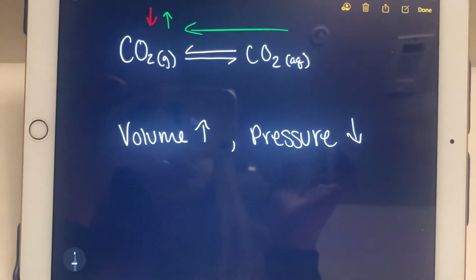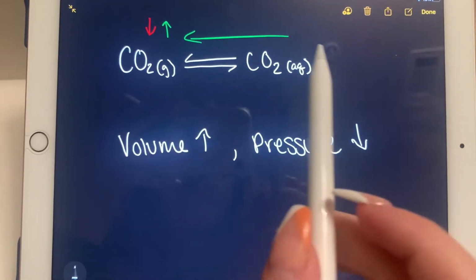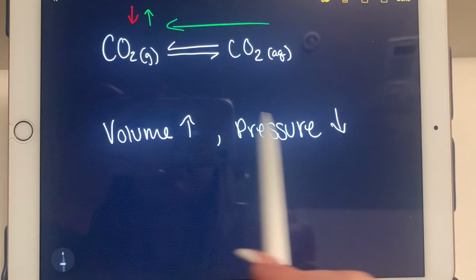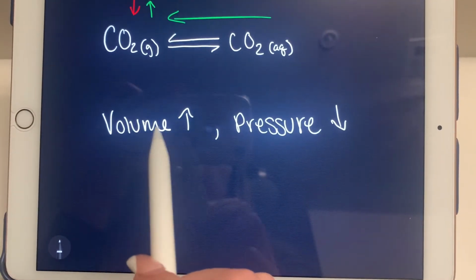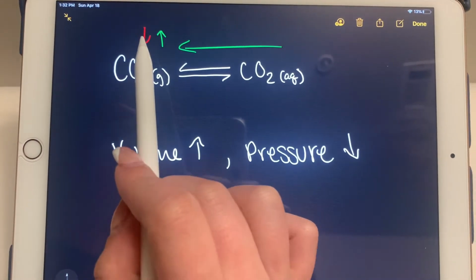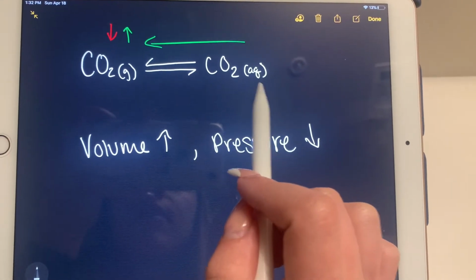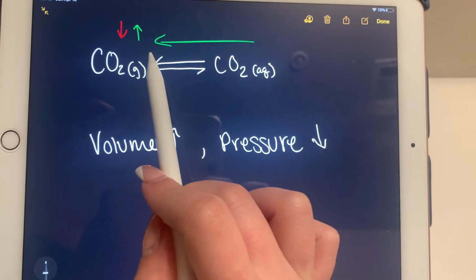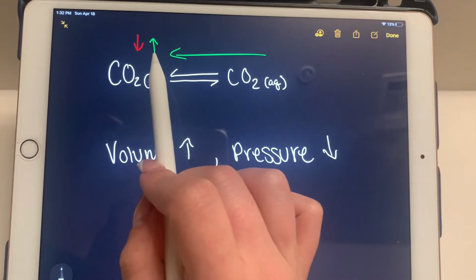This is a visual representation of the chemical equation behind it and what is going on. As volume increases, the pressure decreases. When we open the bottle, the volume increased, causing the pressure to decrease. So when you look up here, the pressure decreased on the CO2 gas, which caused the CO2 aqueous that was in the soda itself to shift the equilibrium towards the reactants to try to increase that CO2.